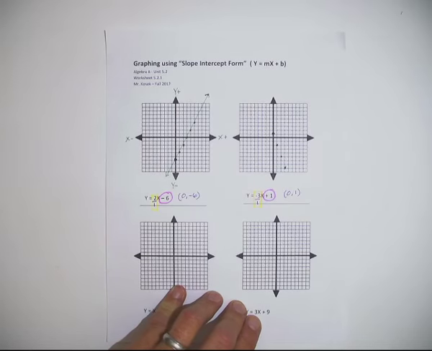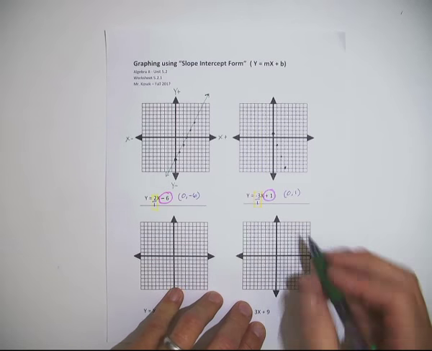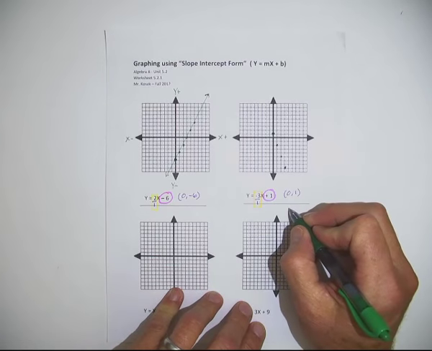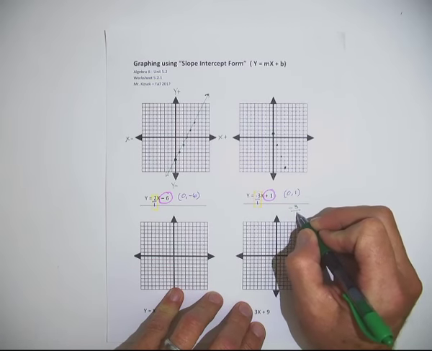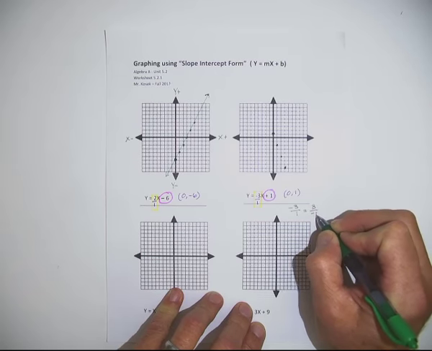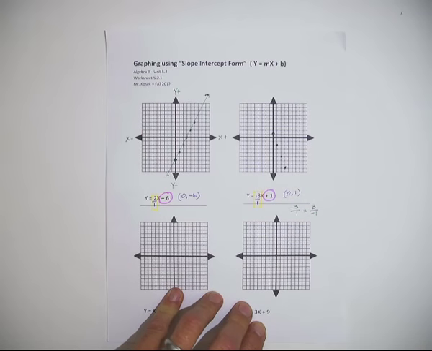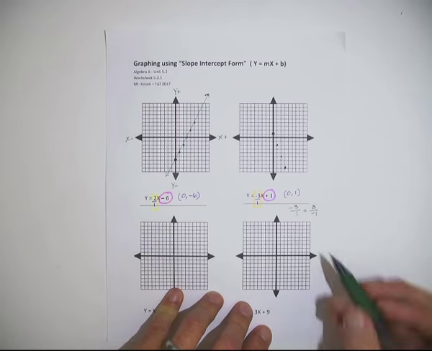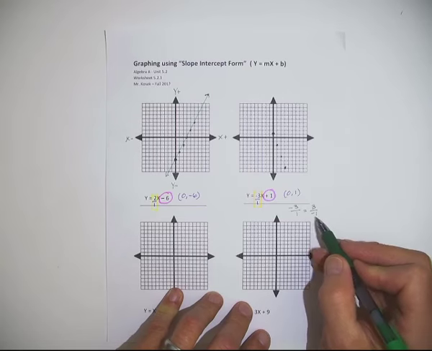We're out of room on our graph. But just as we saw with the other number, what we can do is that negative 3 over 1 is equal to 3 over negative 1. Negative 3 divided by 1 is negative 3. 3 divided by negative 1 is negative 3. So let's use 3 and negative 1.